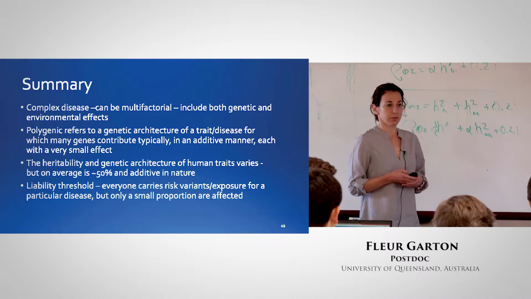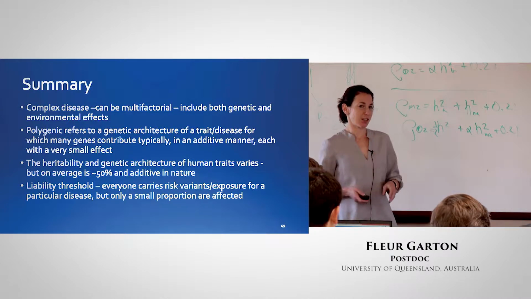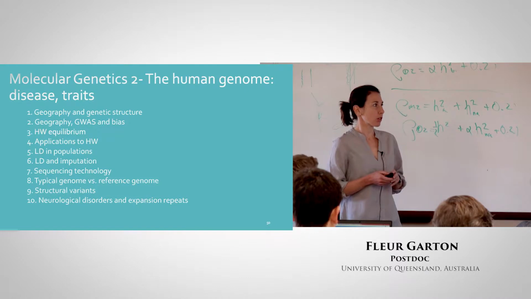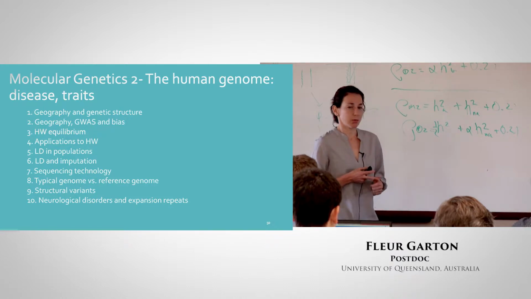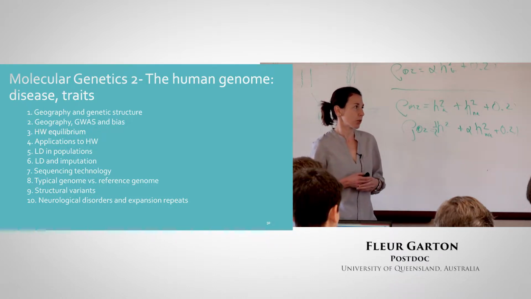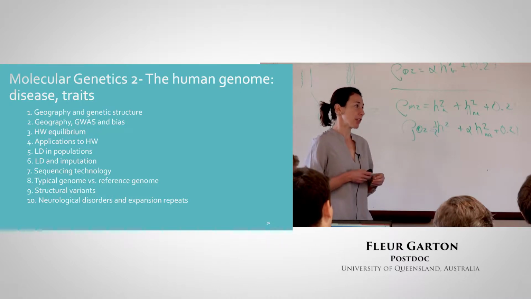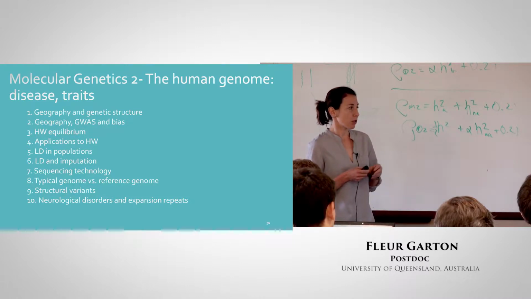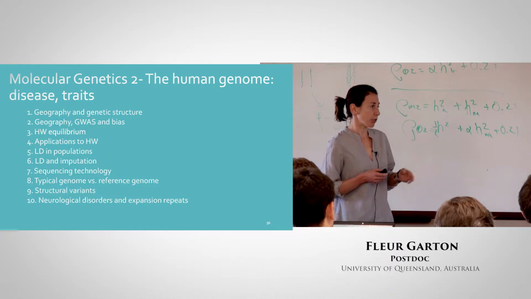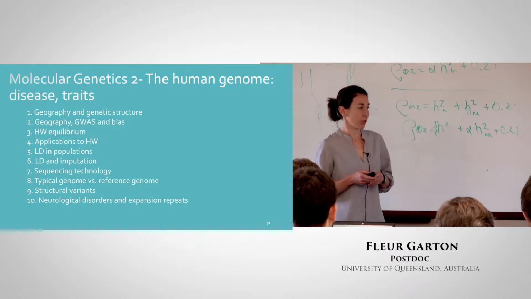Okay. So I'll move on to the next section. So this is quite broad. I'm going to brush over geography and genetic structure. We can talk about Hardy-Weinberg equilibrium and how to calculate that, what its applications are. Very briefly about linkage disequilibrium, and then I'm not sure what stage we'll have a break, but later on we'll talk about different sequencing technology and variation within the genome.